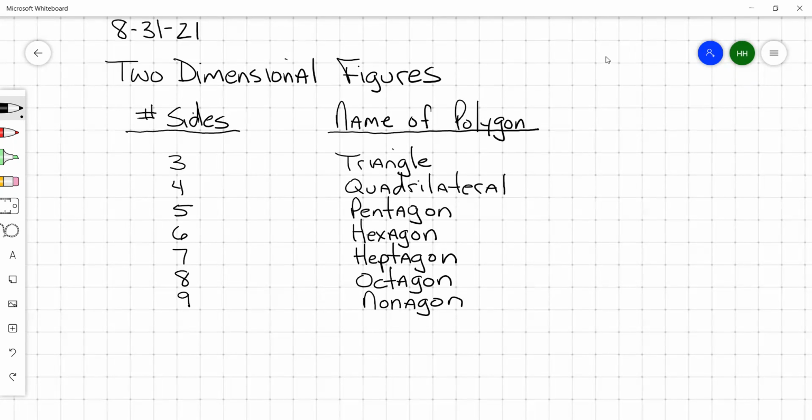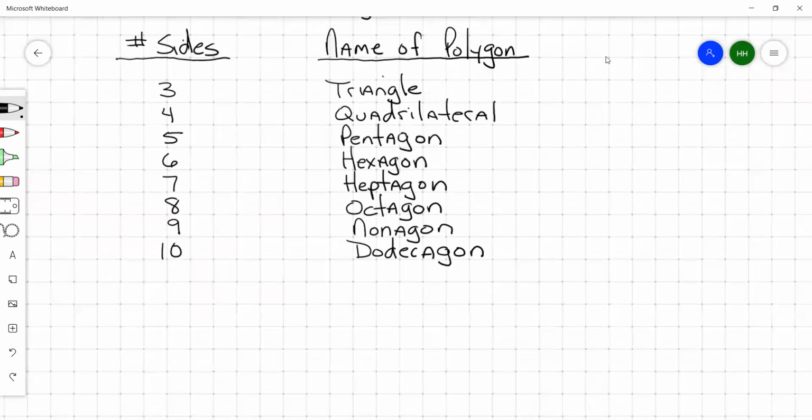And then we're going to freeze it at 10. So 10-sided shape, that's a dodecagon. And then what we're going to do is anything over 10. Okay? Anything over 10. If we get to 11 sides, we're going to call that an 11gon. You just have to know 3 through 10. Most of you know most of them already.